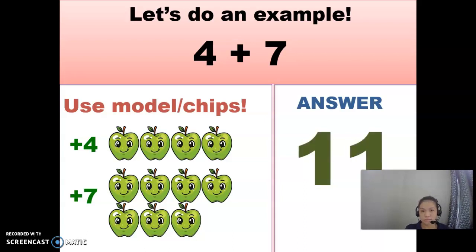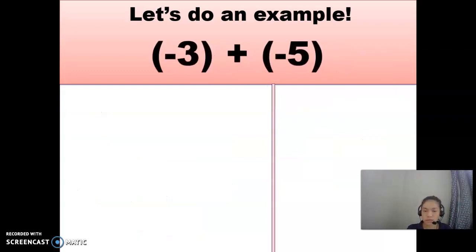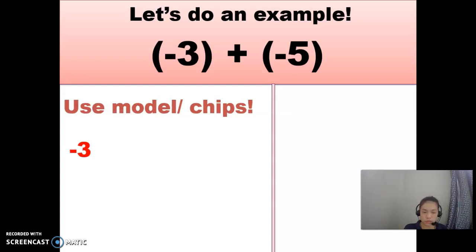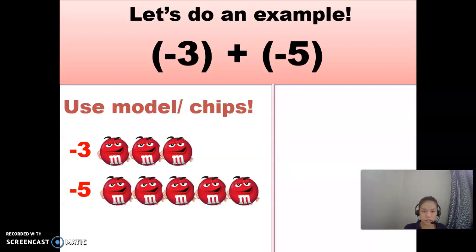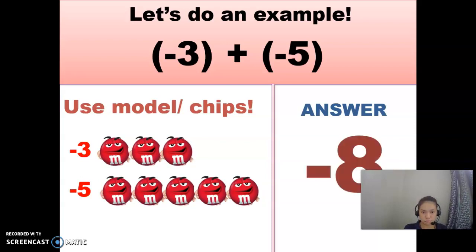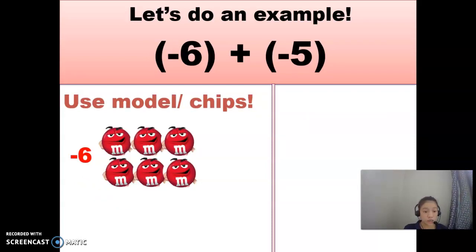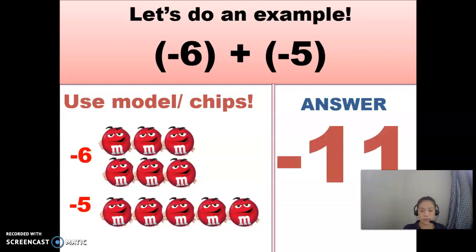Since they are all green apples. Next, number 2. Negative 3 plus negative 5. Using the models, the first addend is negative 3, so 3 red chocolates. Negative 5, so 5 red chocolates. Count them all, so we have 8 red chocolates, or negative 8. Next, number 3, negative 6, 6 red chocolates, then negative 5, 5 red chocolates. Count them all, so it is negative 11.